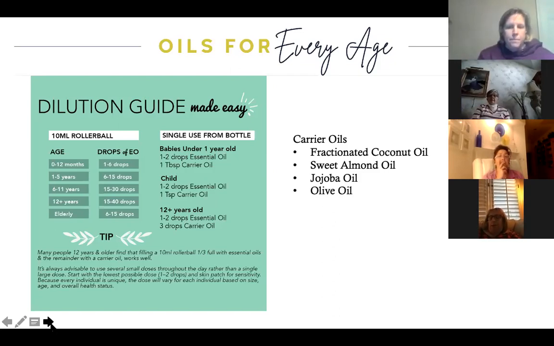For a child 1 to 5, anywhere between 6 and 15 drops. 6 to 11 years old, 15 to 30. That would be the same for an adult. I know on this diagram it shows anywhere between 15 and 40 drops for an adult. 40 is pretty hardcore in my opinion. That's a lot of essential oil going into a single roller bottle. I would really only do that if I was targeting something very specific that I wanted to have a really strong application of. So I think there's very rare occurrences, in my opinion, where you would be using up to 40 drops. The maximum I typically use is between 25 and 30 if I'm making a roller bottle for myself.